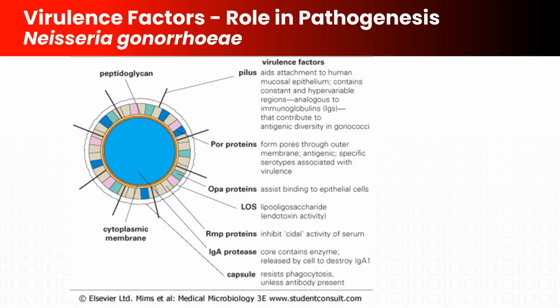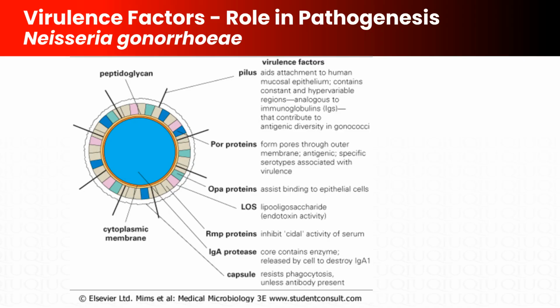Let's explore the virulence factors and their roles in pathogenesis. Pili. These are hair-like appendages on the bacterial surface that serve as the primary adhesion factors. Pili allow the gonococcus to attach to columnar epithelial cells of the urethra and cervix. Without this initial attachment, the bacteria would simply be washed away by urine or vaginal secretions.